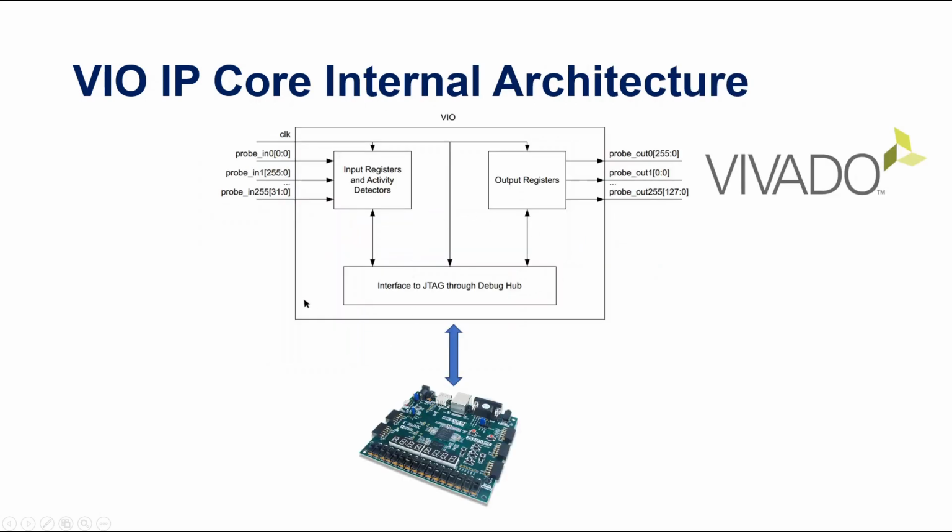Next is the internal architecture of the VIO, where you can see the input registers and activity detectors. This is for the input port of the VIO, and it can sense the activity through the port. This is the output register of the VIO, which is given to the input of the top module. This is for probing the input of the top module.